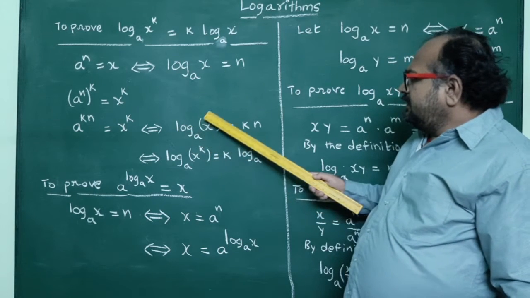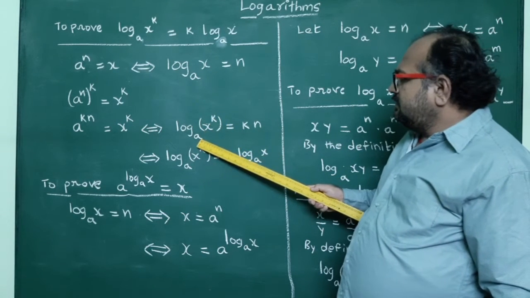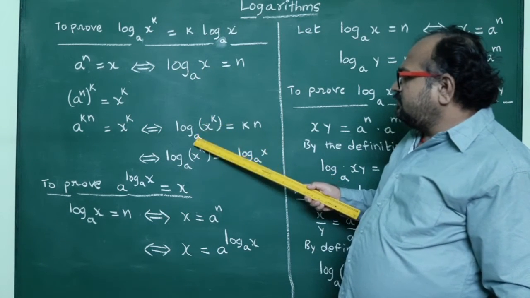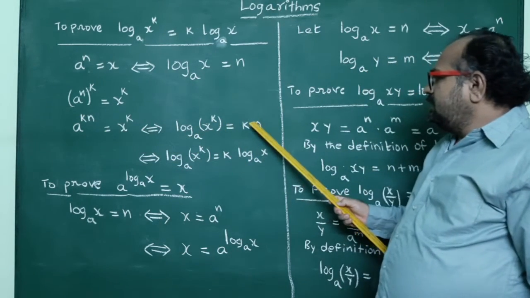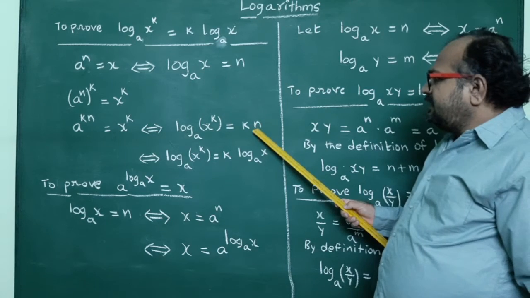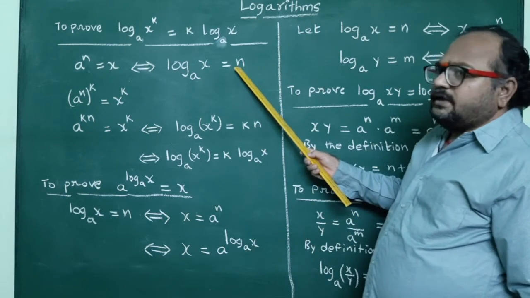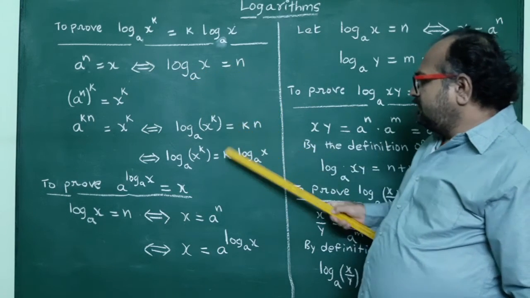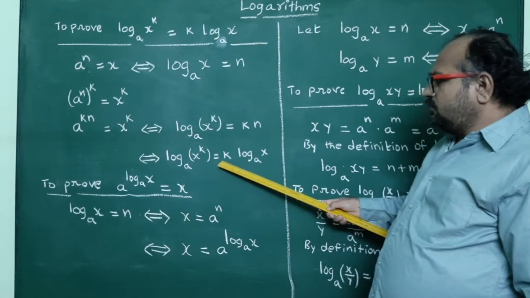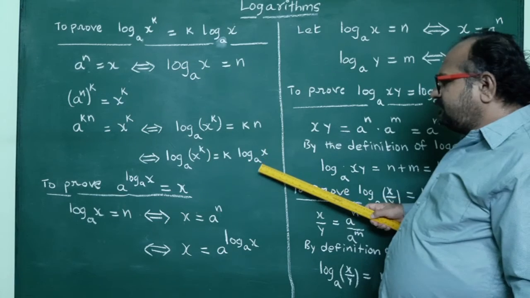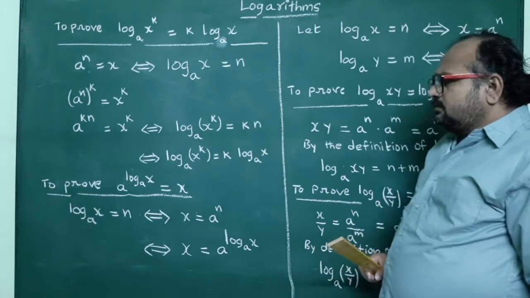logarithm of x power k to the base a equal to this power kn. But what is n? Here we have taken n equal to log x to the base a. So log x power k to the base a equal to k multiplied by log x to the base a.